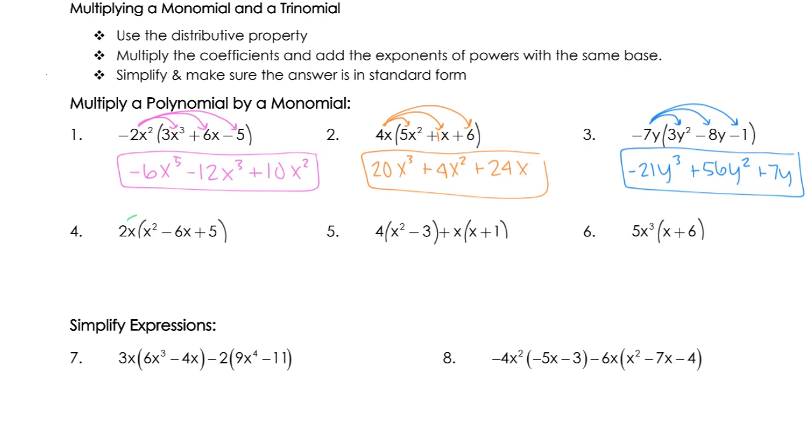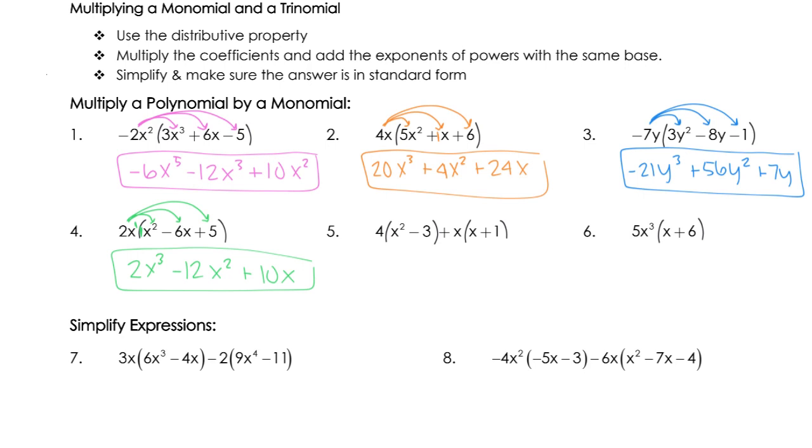On number 4, 2x times x squared. Again, just to break this down one more time, 2 times 1 is 2. X times x squared, this is x to the first, so 1 plus 2 gives us that x to the third power. Then I have 2 times negative 6 would give me negative 12, and then x times x would give me x squared. And then 2x times 5, so 2 times 5 gives me 10, x times nothing else to add it to would just give us the regular x that we started with.